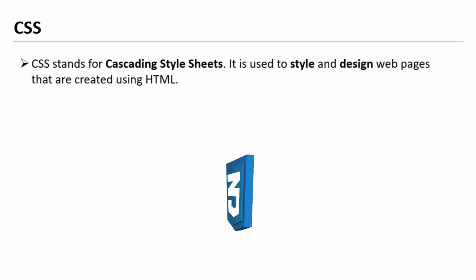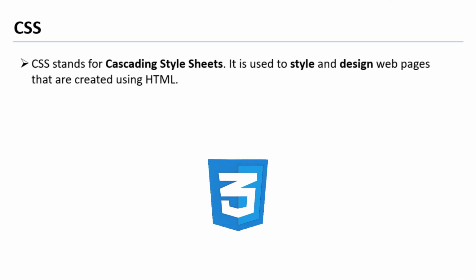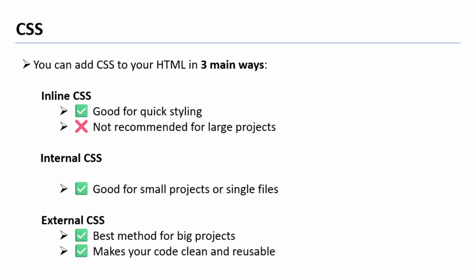Let's learn CSS. CSS stands for Cascading Style Sheets. It's used to style and design web pages that are created using HTML. You can add CSS to your HTML in three main ways. The first one is inline, the second one is internal, and the third one is external.